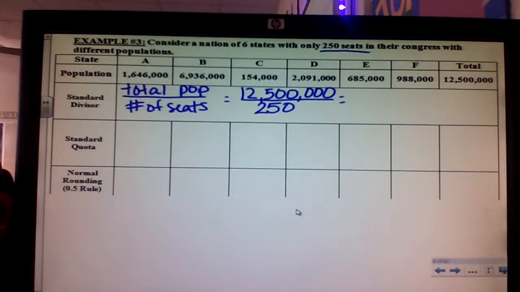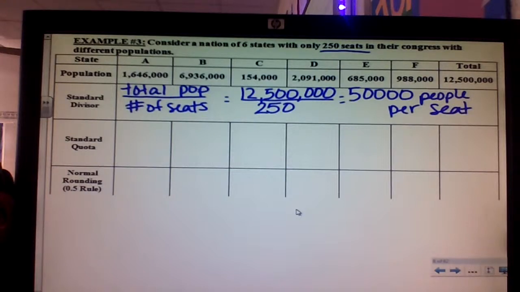What do we get? It's 50,000. So what this number tells you is for every 50,000 people that your state has, you will get 1 person in Congress.